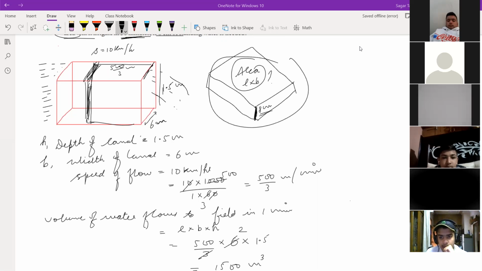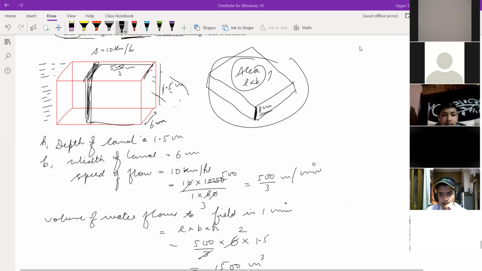Chaitanya always comes here to sleep. He is not allowed in the class.